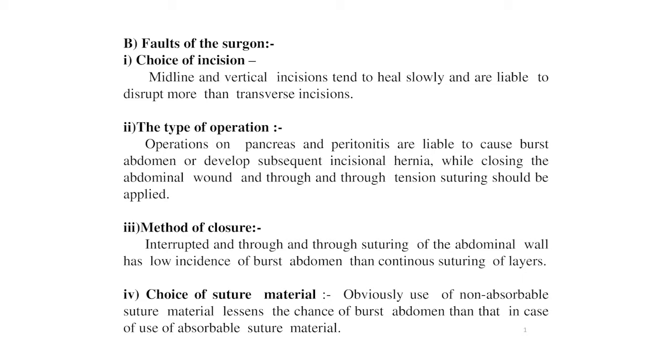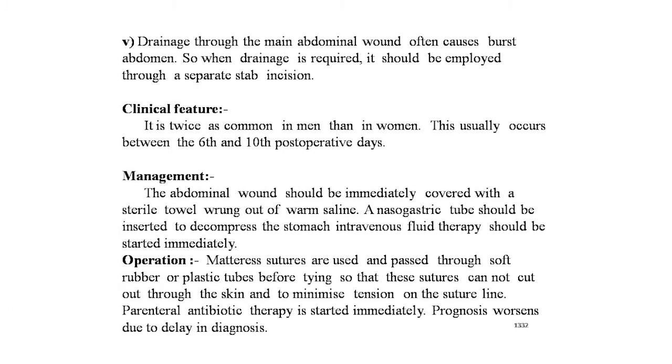Third, faults by the surgeon are in the method of closure. Interrupted and through-and-through suturing of the abdominal wall has a lower incidence of burst abdomen than continuous stitching of the layers. Fourth, the choice of suture material. Obviously, use of non-absorbable suture material lessens the chance of burst abdomen compared to absorbable suture material. Fifth cause, drainage through the main abdominal wound often causes burst abdomen. So when drainage is required, it should be employed through a separate stab incision.